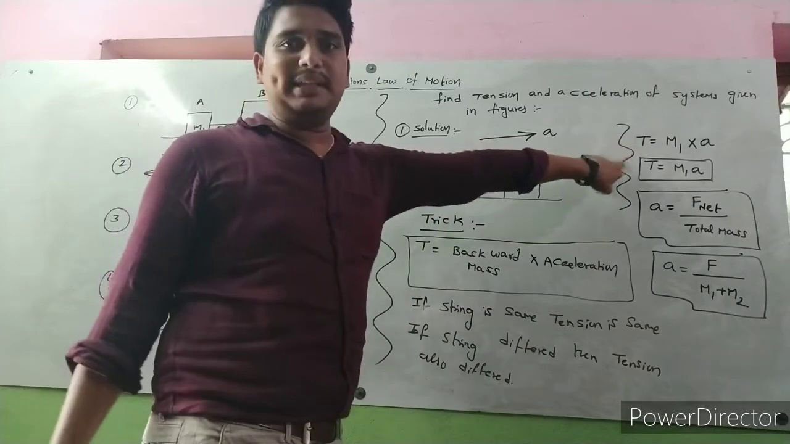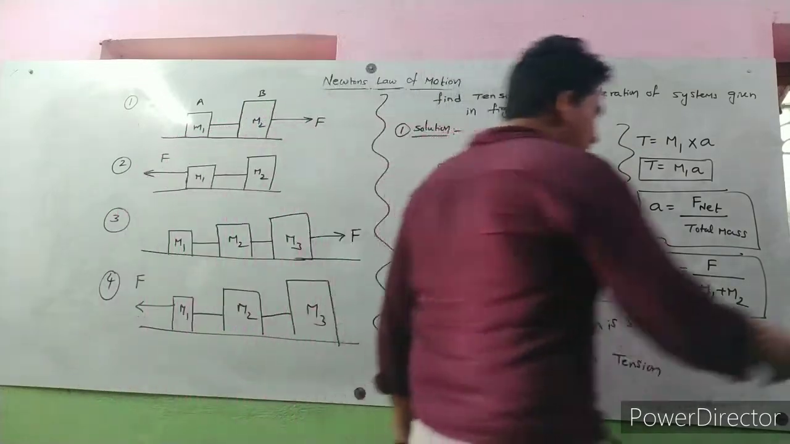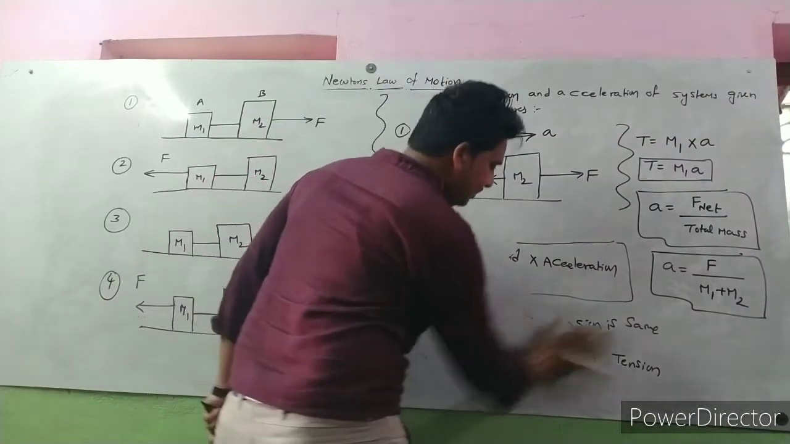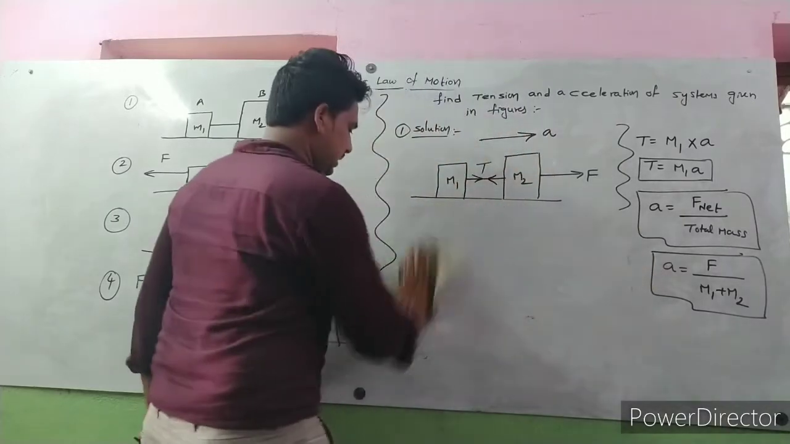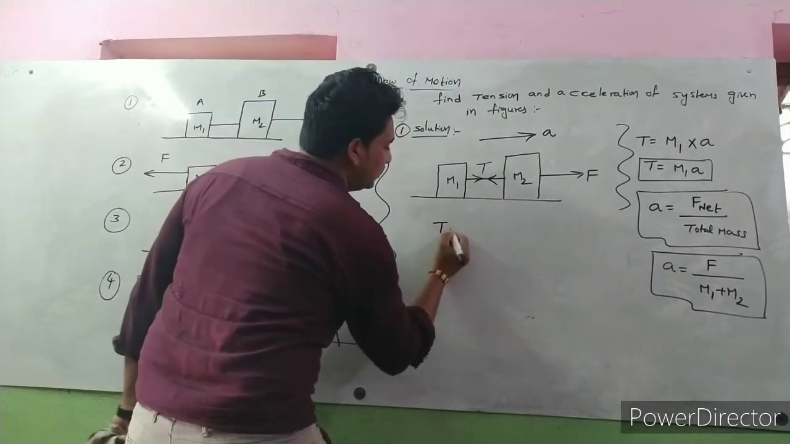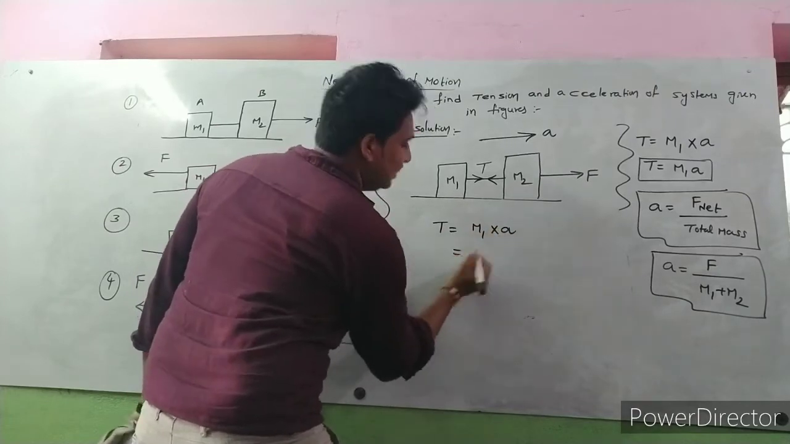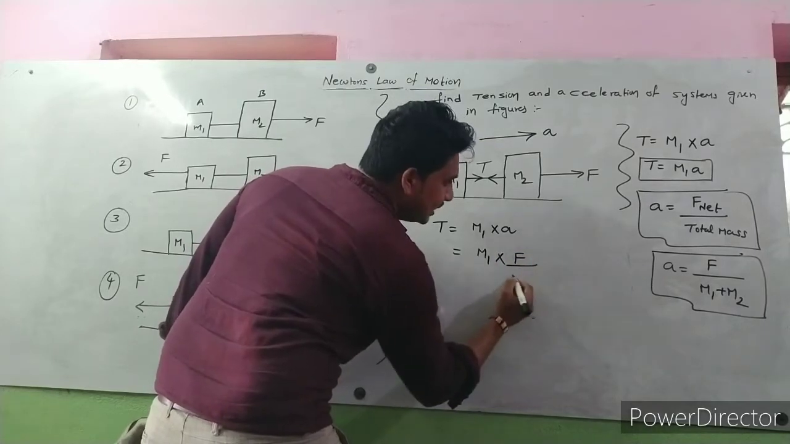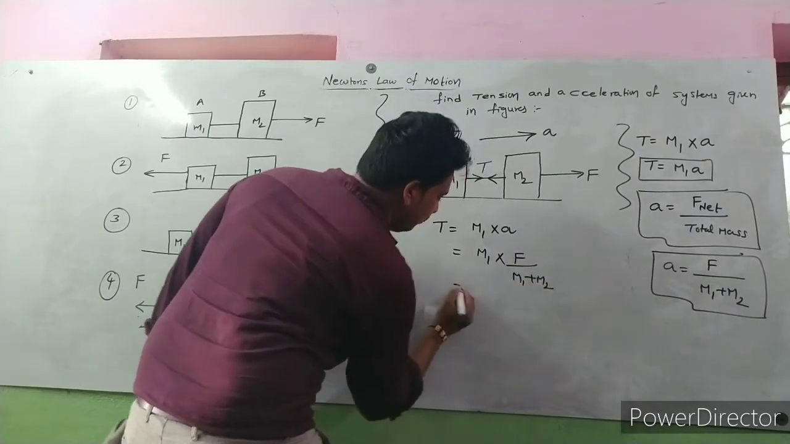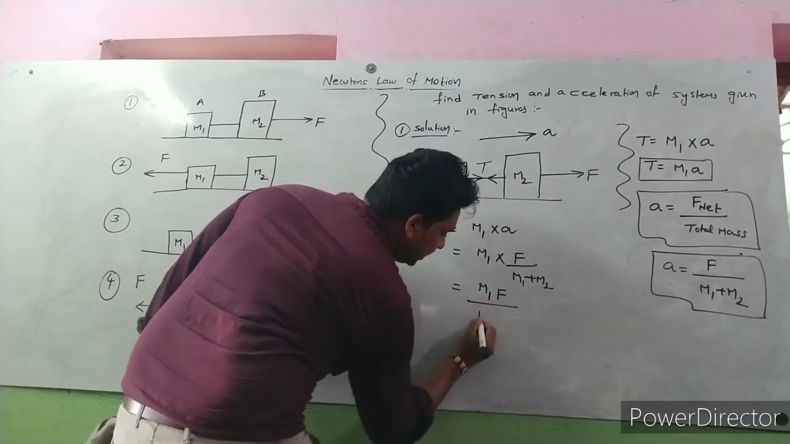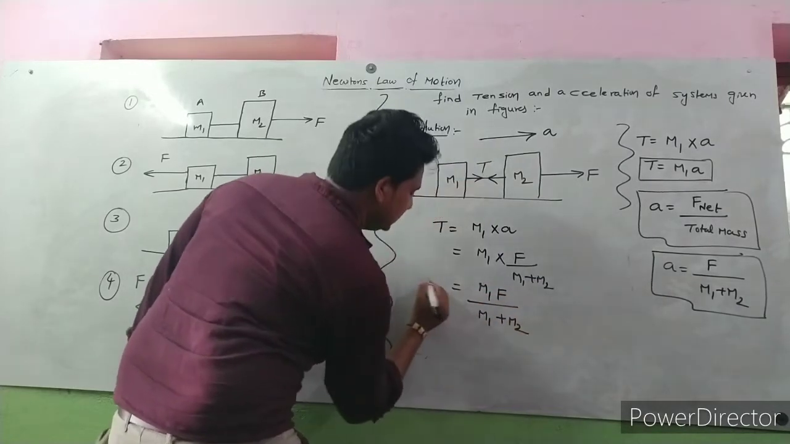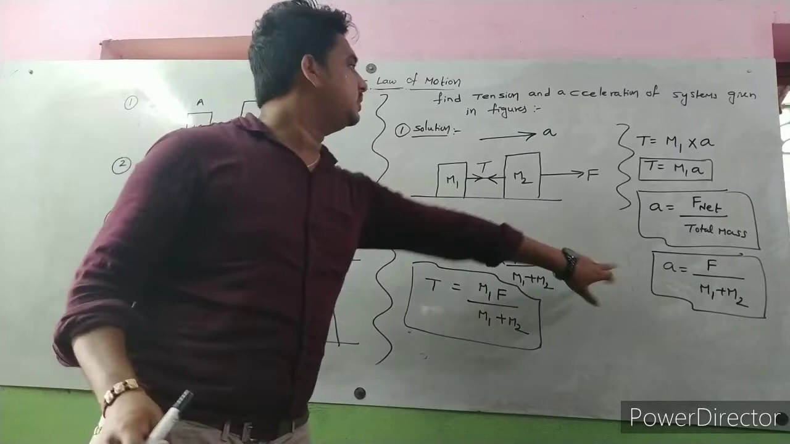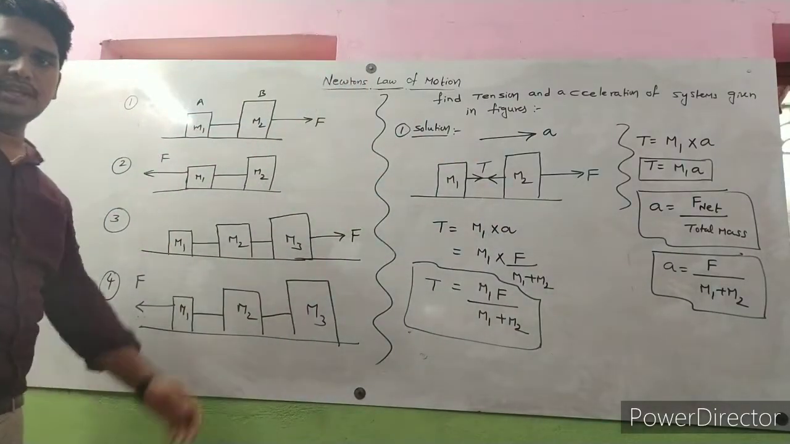Acceleration we got. Tension means M1 into A, so apply that. Tension in this string T is equal to M1 into A. M1 is M1 only, and acceleration we already know, total force by total mass, M1 plus M2. So finally we got M1 into F by M1 plus M2. So this is the tension in the string, and the acceleration. This is the first question solution.